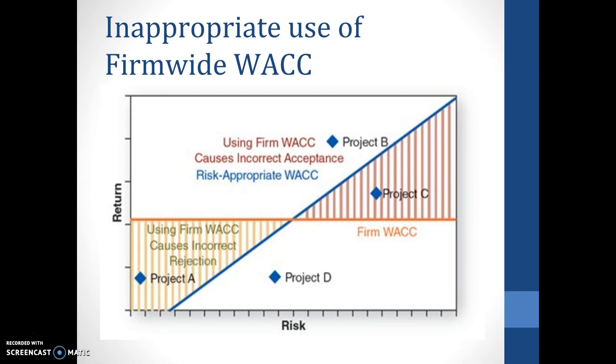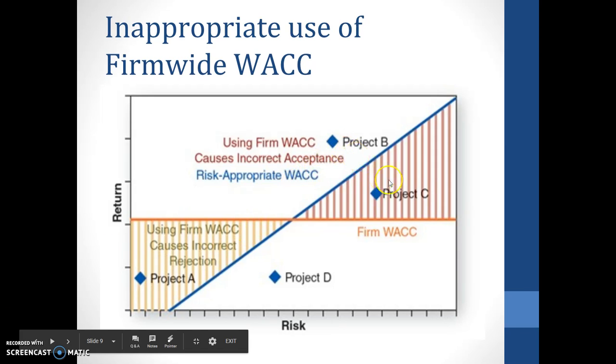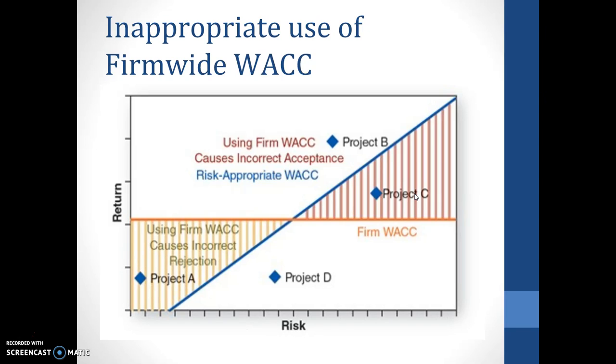So if we have multiple projects the company is evaluating, and it's just using the firm WACC, both project B and project C are above the return of the firm-wide WACC. So using that firm-wide WACC, those projects will be accepted. However, on the security market line, the risk-appropriate WACC, we see that project C is actually below that risk-appropriate line, it being more risky than what the return would allow or qualify for.